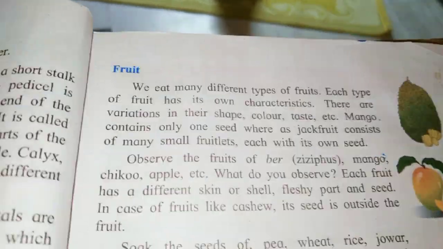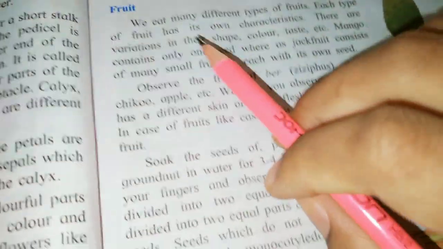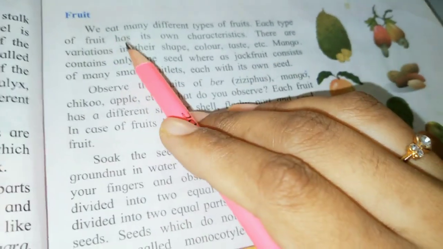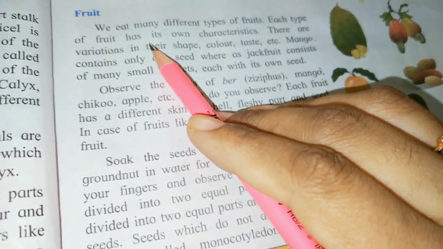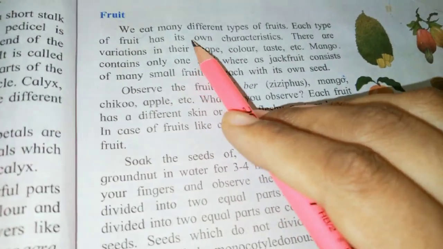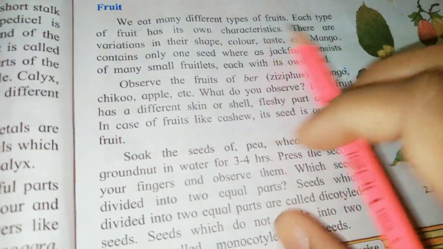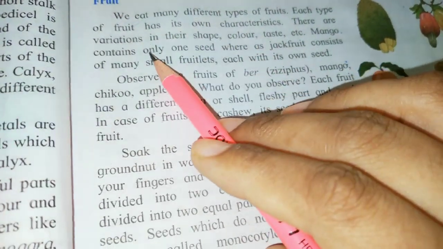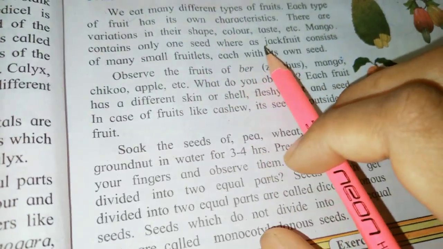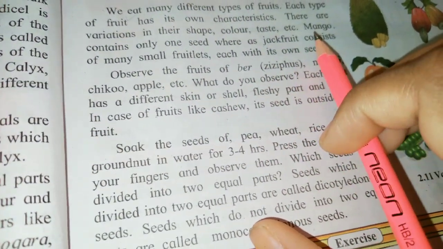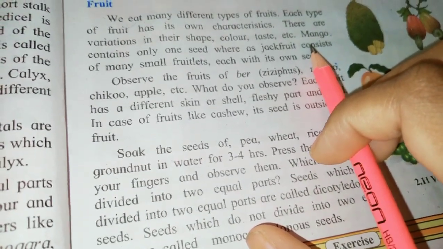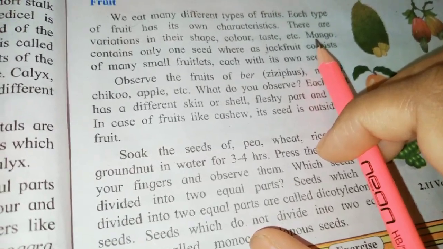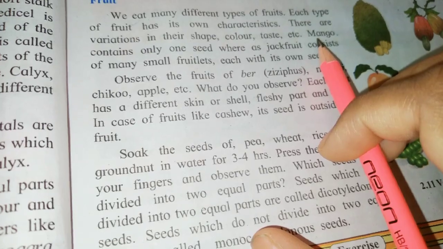Now we are going to learn about the last part of the lesson. We are going to end with the fruits. Everyone eats fruits, so you all know what a fruit is. We eat many different types of fruits. Each type of fruit has its own characteristics. There are variations in their shape, color, taste, etc. Apple has its own taste, mango has its own taste, strawberry, banana, grapes, every fruit has its own taste, own color, own shape.